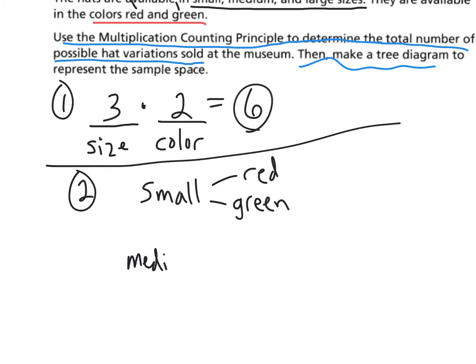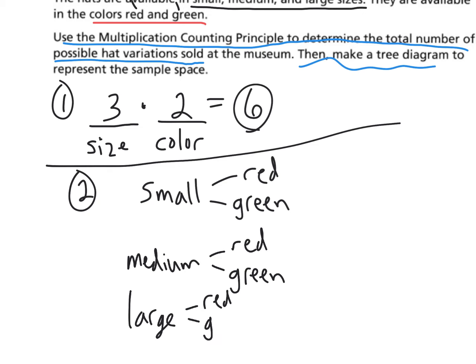We could also have medium, and that could go to either red or green. And we have large, that could either go to red or green. Okay, and then if you think about the different paths we have, here's 1 path, 2, 3, 4, 5, 6. That's 6 paths altogether, and we said we should have 6 different options, so that should be good.